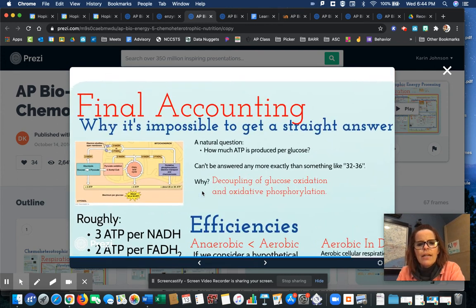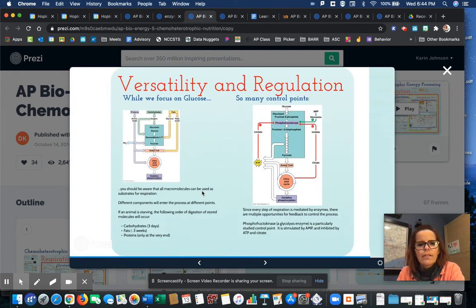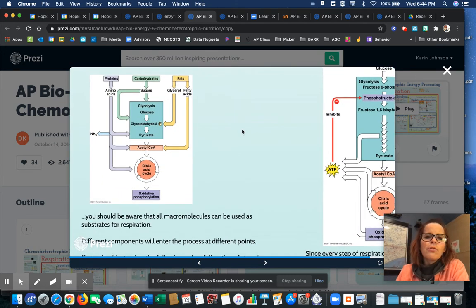All right, and then moving on, a couple other things. This again was mentioned in your small group assignment. We focus on glucose when you're first learning about cell respiration, but you need to understand that you don't just eat glucose, you eat proteins, carbs, and fats. And so those all can get incorporated somewhere in this process. Here's glycolysis, here's the citric acid cycle, here's oxidative phosphorylation.